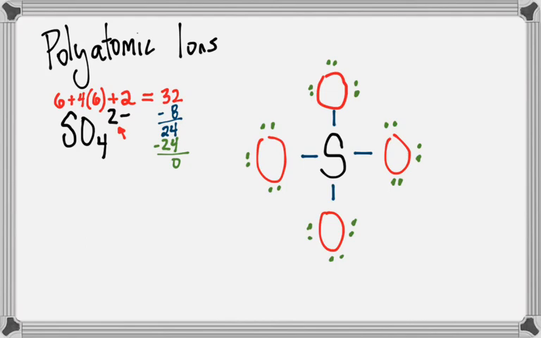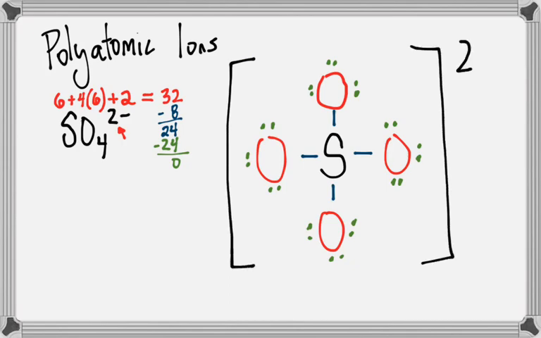Sulfur's got an octet in the form of 8 shared electrons, and each oxygen has 6 of its own plus 2 shared. There's one last little thing you do for polyatomic ions, and it's really easy. You just put the entire structure in a big set of brackets, and you put the charge on the outside of the brackets. And that just reminds you that the whole structure itself has that 2- charge. It's not on any single atom, they're all sharing that 2- charge altogether. And so that's how you find the Lewis structure for polyatomic ions.